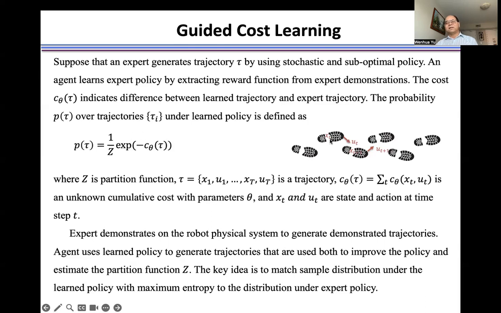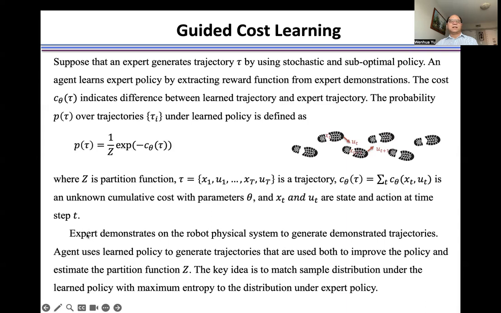We can observe the state and the action from the expert behavior. However, we cannot observe the reward function from the expert behavior. That's why we need to use inverse reinforcement learning to find the reward function from the expert demonstrations.